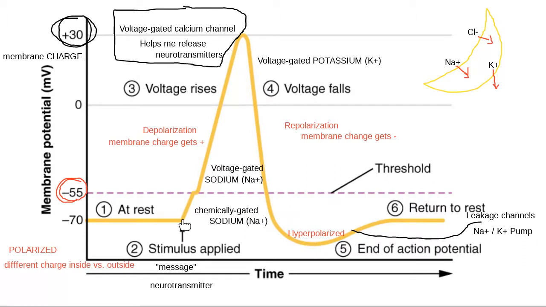So we depolarize when we get more positive. We repolarize when we get more negative. If I get too negative, I call that hyperpolarized. A regular polarized cell, though, is at this -70. It's at normal, at rest. Great question. Thank you for that question.